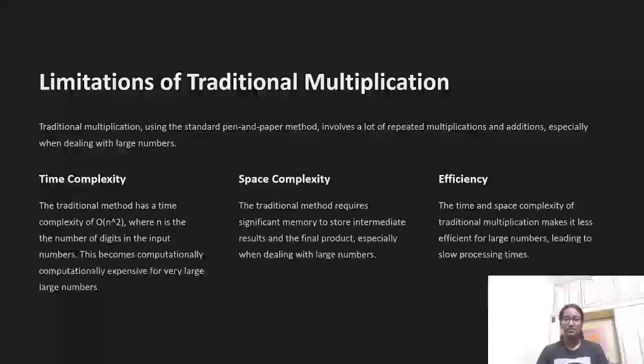Space complexity. The traditional method requires significant memory to store intermediate results and the final product, especially when dealing with large numbers. Efficiency. The time and space complexity of traditional multiplication makes it less efficient for large numbers, leading to slow processing times.